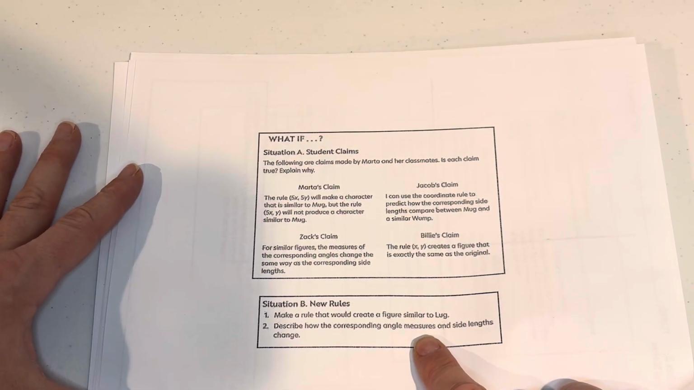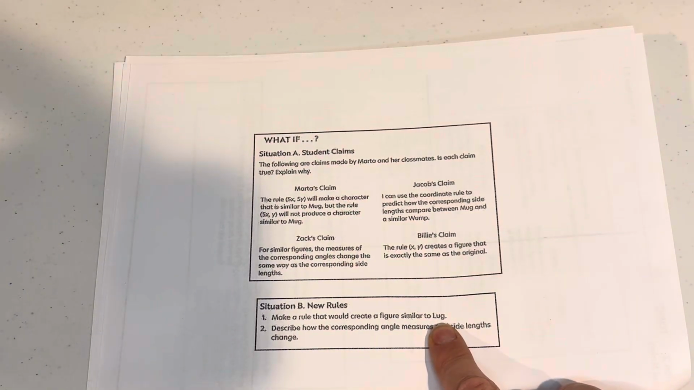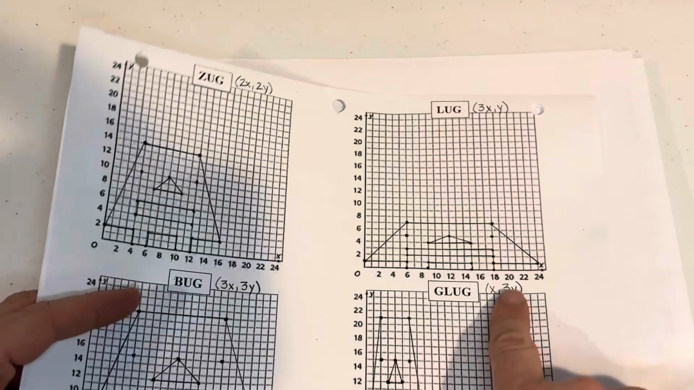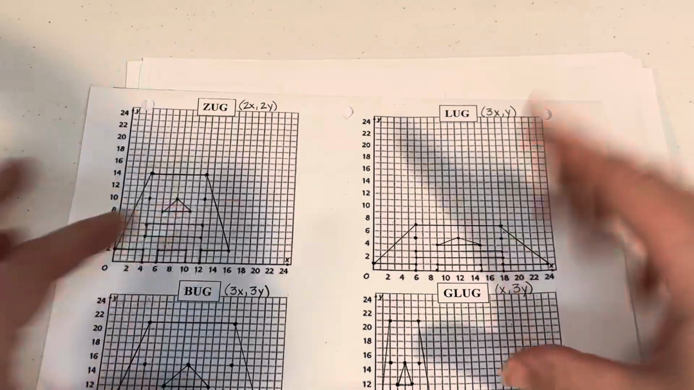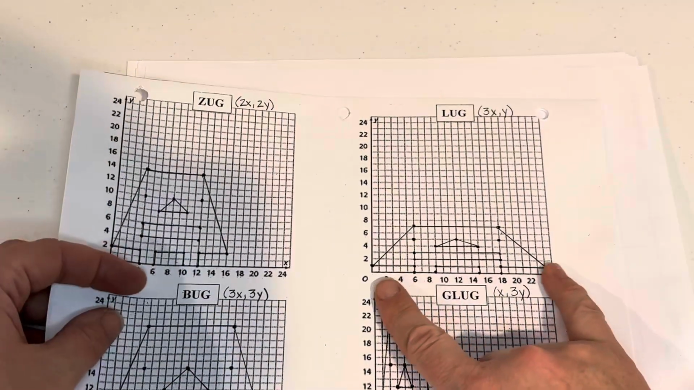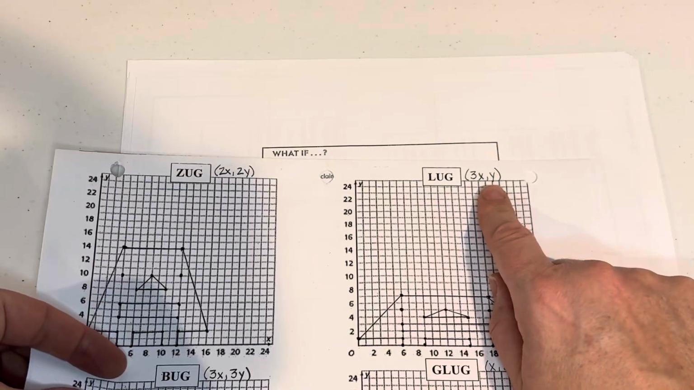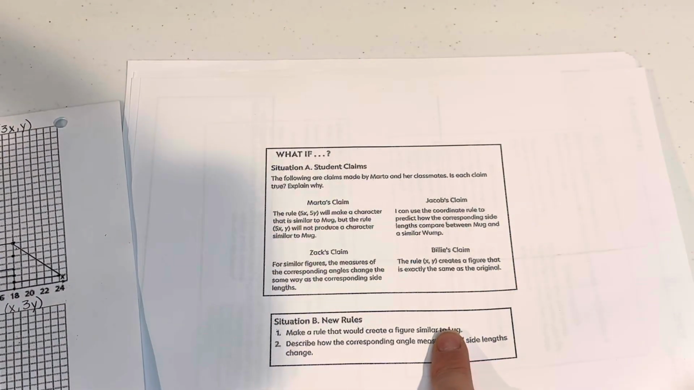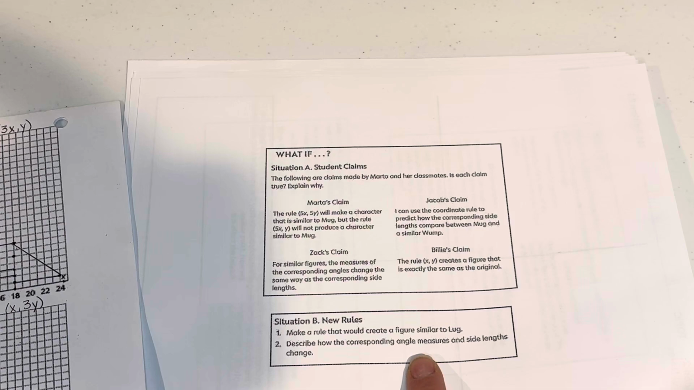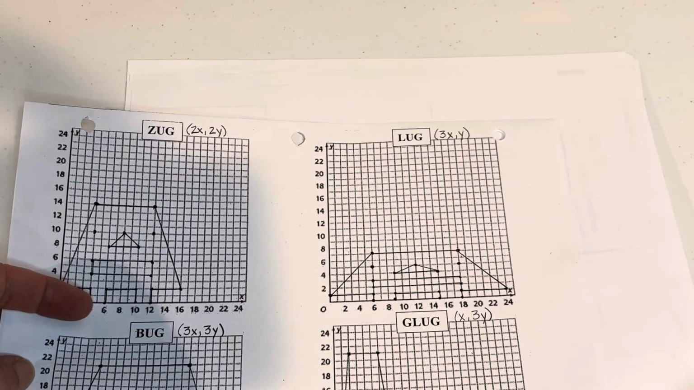I want you to make a rule that would create a figure that would be similar to Lug. And if you remember, Lug was an imposter. He did not look like Mug because he became a little bit more stretched. His width became wider. His height stayed the same. So using this rule, I want you to think of how you could rewrite a new coordinate rule. What would that look like here? And then how would that impact the angle measures as well as your side lengths? He has to be similar to Lug, not Mug, okay? Take a couple minutes.